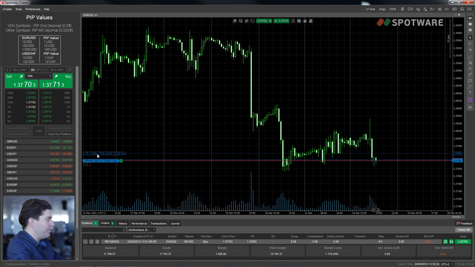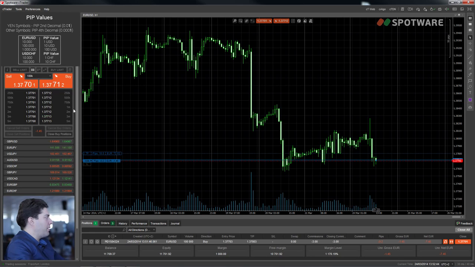You see here it says pips 10. And the reason is that, like we said before, the pip is the fourth decimal digit, and that means that 1 pip equals 0.0001. So 0.0010 means 10 pips.